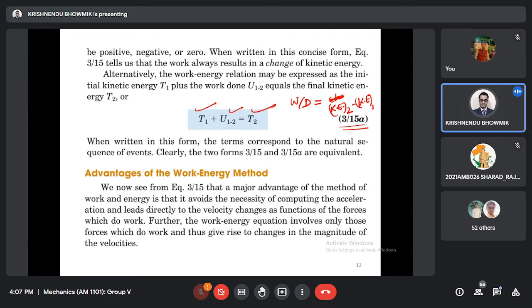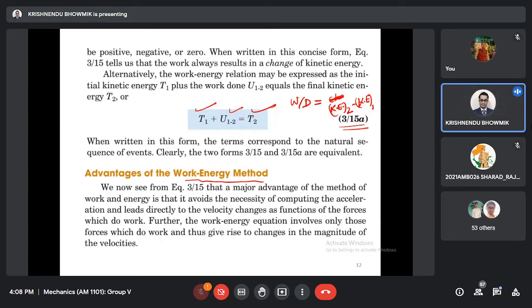Now the advantage of this work energy method is we don't need to go into details of knowing the accelerations or the forces. We only want the initial state and final state. If you know the kinetic energy in the initial state and in the final state, the difference will be the work done on the system. Why system? We are considering many objects or particles as a system.